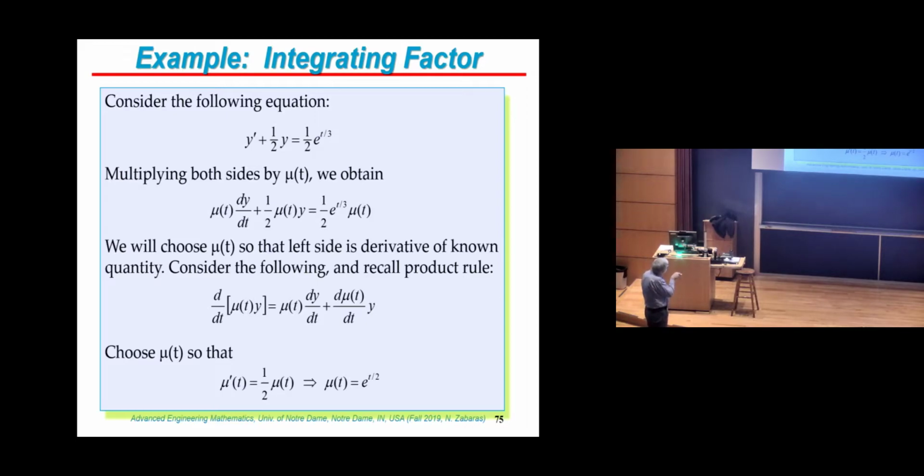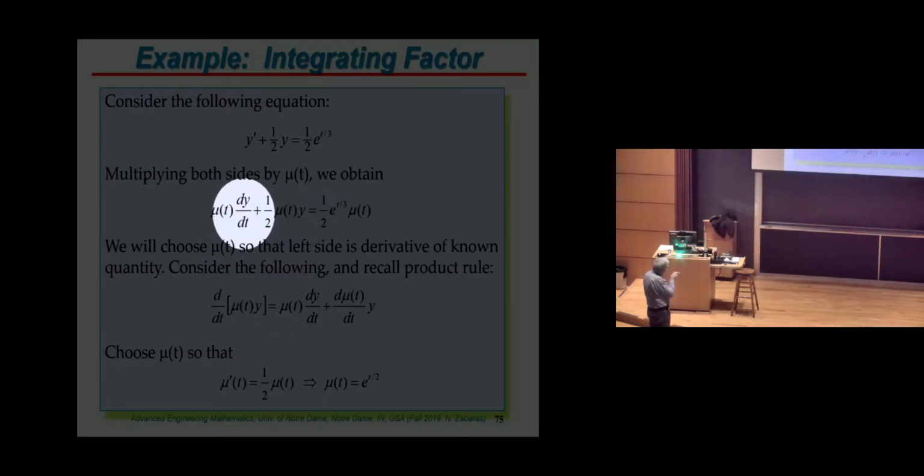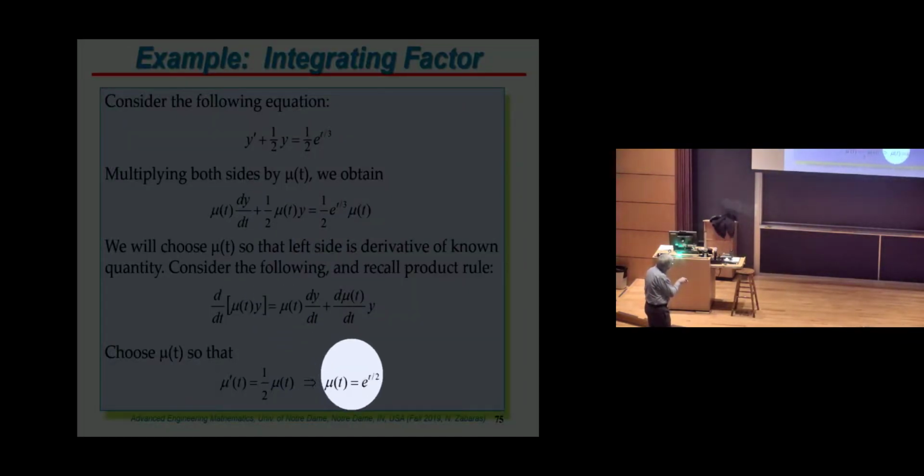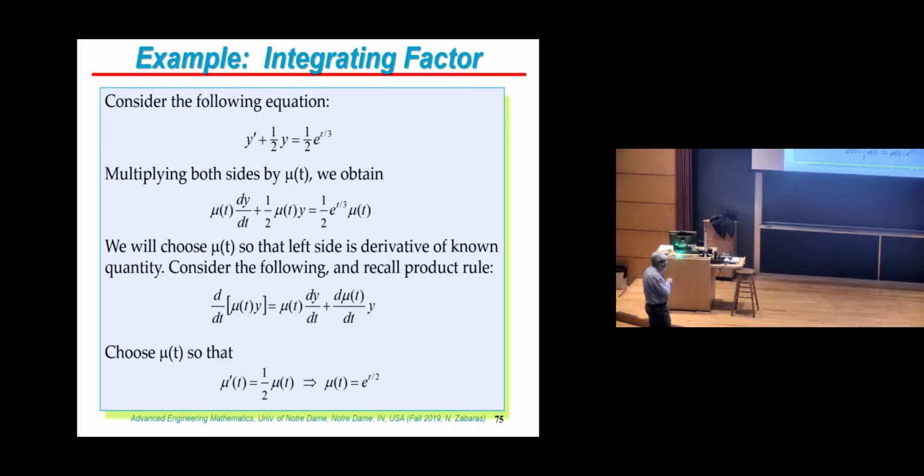All right? So I want to make the left hand side to be the derivative of mu times y. And to be able to do this correctly, the derivative of mu times y is mu times dy over dt, which is what I have, plus d mu over dt times y. So d mu over dt has to be equal to 1/2 mu, thank you. And 1/2 mu means that mu has to be e to the t over 2.